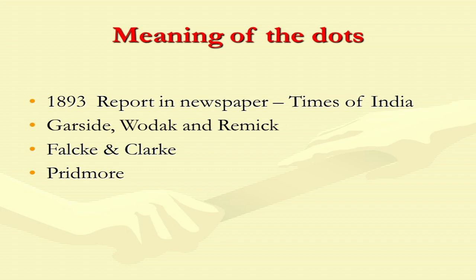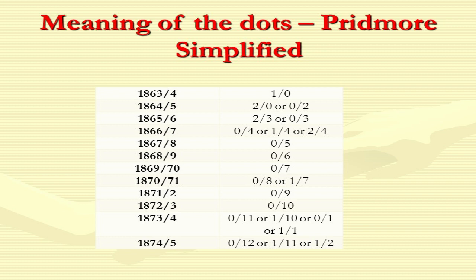In the 1970s, Falk and Clark, 2 Americans, published a paper where they worked out the sequence of all these dots and how they matched with the dates. And this was copied by Pridmore in his book that he published round about the same time as Falk and Clark. And I've simplified it here just to show you where I started getting worried about it.